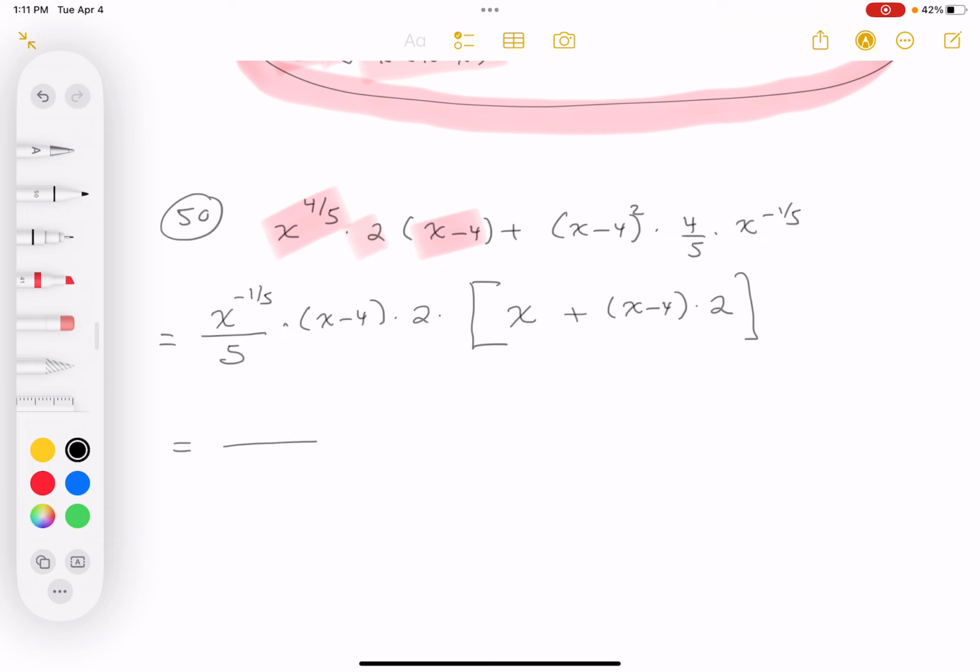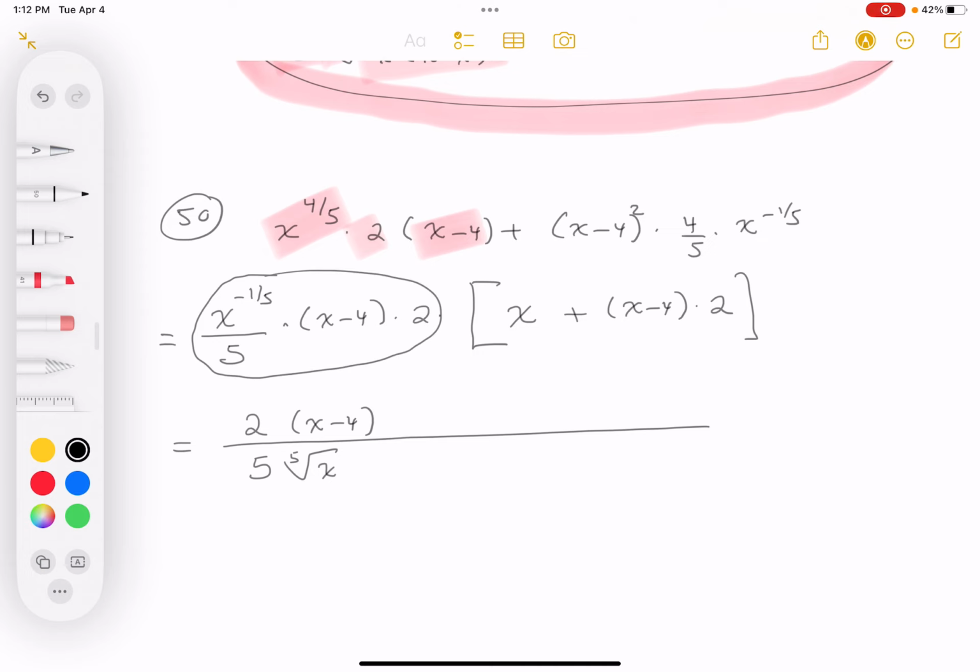I'm going to rewrite it a little tiny bit. And let's take a look at this. I see a 2. I see a 5. I see the 5th root of x on the bottom. I see x minus 4. All right? We just took care of this business over here. Let's do the other thing. What do we see there? Let's see. x and 2x is 3x, and then a minus 8.